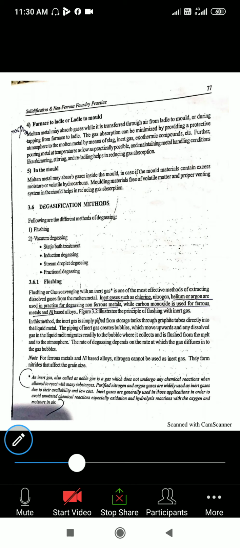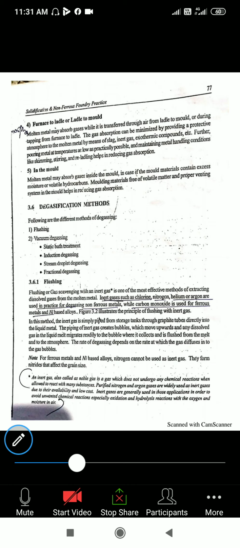Just now you have discussed the sources, how the gas is entrapped or mixed in the molten metal, and what preventions are to be taken so that the gas does not get mixed. Now the degasification method is about how to remove the gas from the molten metal if it is mixed, and that we are going to study. There are some methods used for that. The first one is flushing.